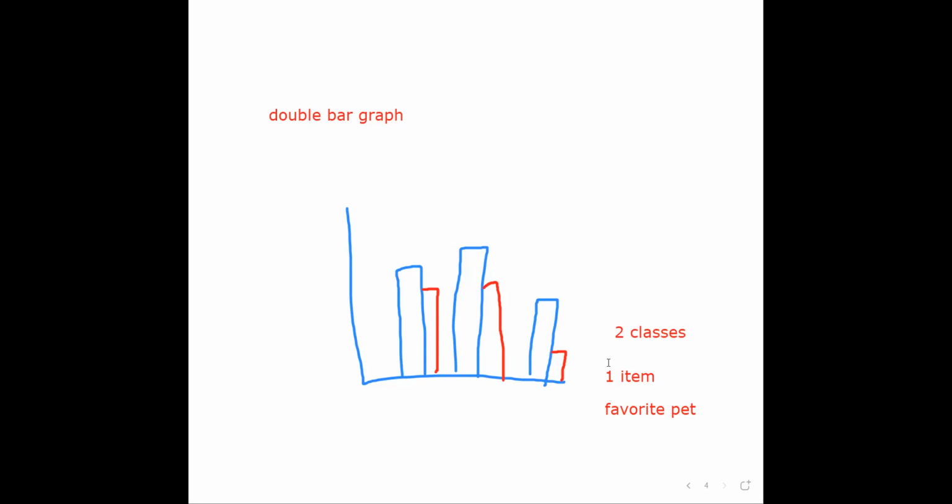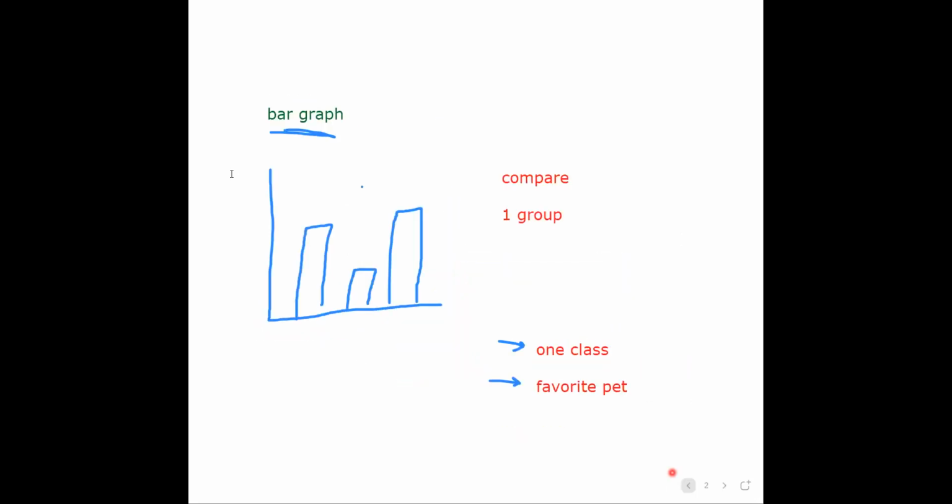Understand? But between two persons. So what I want to mention here is that I have three different types of graphs. The first one, I have the bar graph. I use it to compare one group for one only item, one thing. Favorite pet, favorite sport, favorite color, favorite food, whatever.